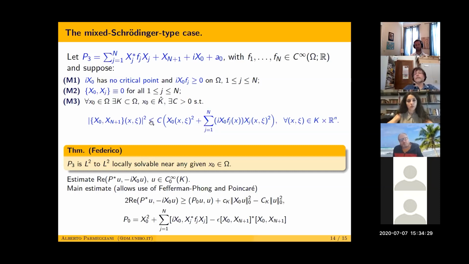And then again, there is a condition of this kind. Here you see iX0 fj is non-negative. So this is a degenerate operator, but the symbol is non-negative. And again, the commutator should be controlled. And in this case, again, you have L2 to L2. So in a sense, you see, this part here is going to contribute by some kind of heat equation.